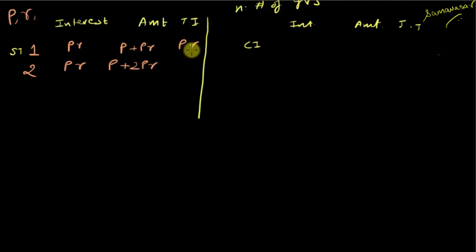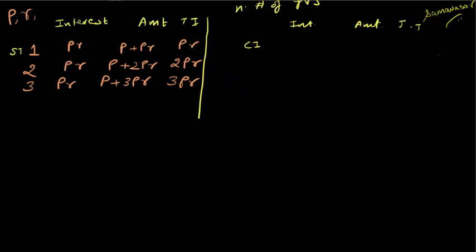Now in year 2, my interest becomes again PR because I only earn interest on the principal in case of simple interest. The amount will become this amount plus the extra interest earned, that is P plus 2PR. What is the total interest that I earned? It is this plus this, that is again 2PR. Year 3 again it is PR, P plus 3PR. As you know, this is P plus 2PR plus PR, P plus 3PR, and total interest earned is 3PR.